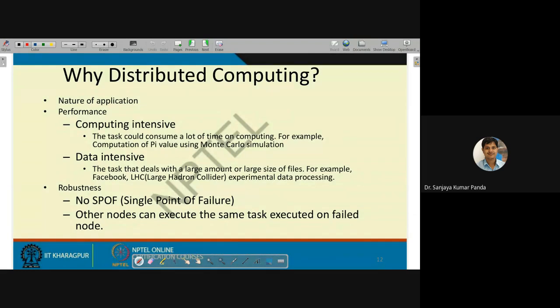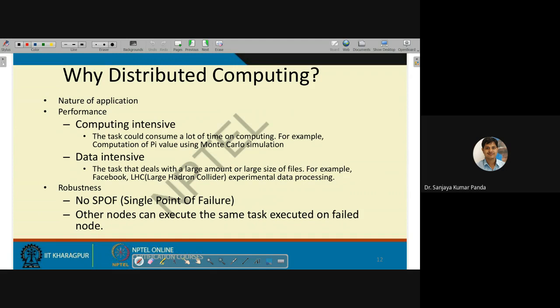All types of applications cannot apply distributed computing. First, you have to see whether you can decompose a particular application or not. Based upon the nature of the application, you can decide whether distributed computing or centralized computing is good for that particular application.